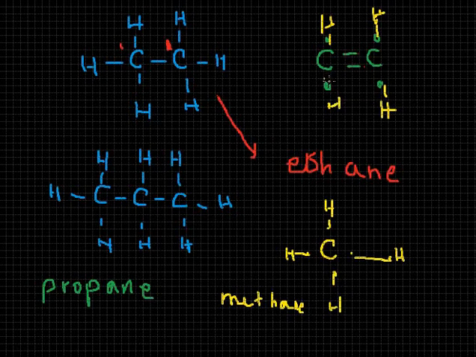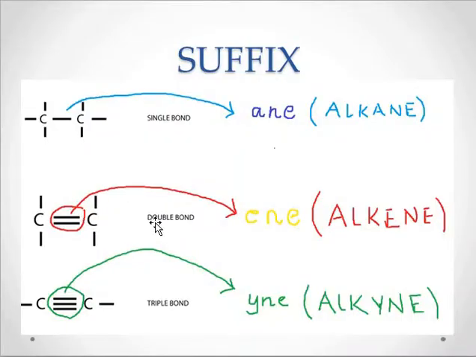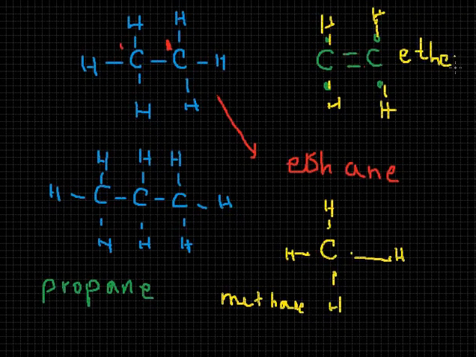Now we are going to write the name of this compound. How many carbons are there? 2 carbons. So what is the word root? Our word root is eth because there are 2 carbons. Now what type of bond do you see here? Double bond. Whenever it is a double bond, what do we have to add? ene, which is actually alkene. So we need to add ene here. So this is your ethene.